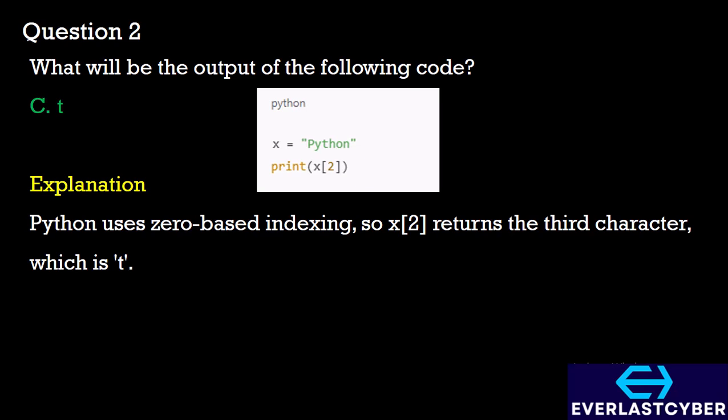What this means, to explain further, is that it uses zero-based indexing. So it starts counting from 0. So P will take the position of 0, Y will take the position of 1, and T will take the position of 2. So the output of the code would be the letter T.